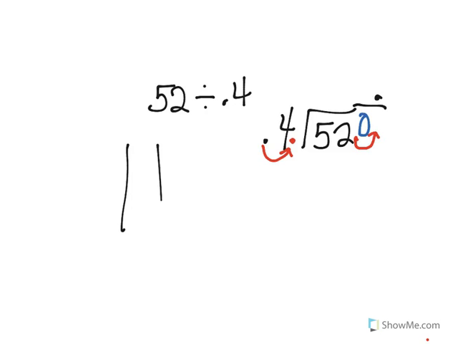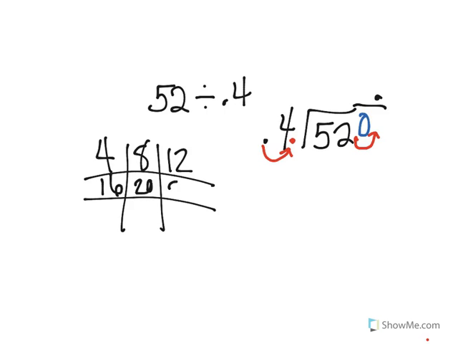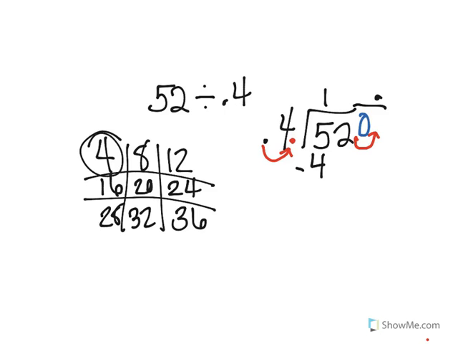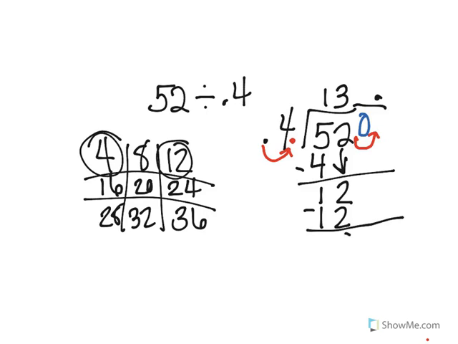And I know if I'm going to do my tic-tac-toe chart, four can go into 5. The closest I can get is 4, which is multiplying it by 1. Subtract, and I get 1. Bring down my 2. The closest 4 goes into 12 is 12, which is multiplying it by 3. And then I bring my 0 down, and 4 goes into 0 times, which is 0. So my answer is 130.